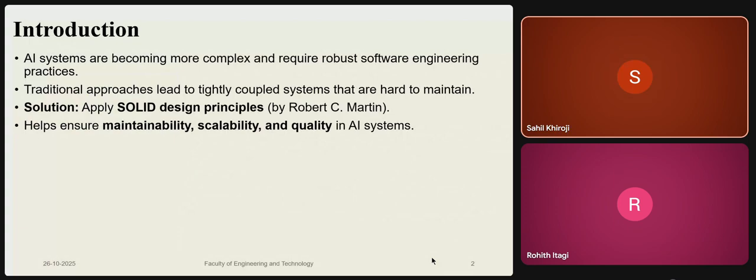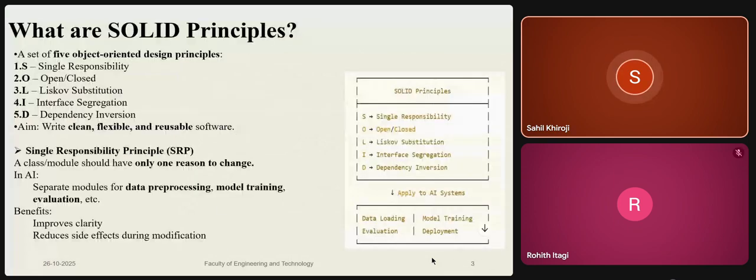In the next slide, what are SOLID principles? SOLID is a group of 5 rules that help developers write clean and organized code. They are S, O, L, I, D. S means Single Responsibility: one class does one job. O means Open-Closed: add new features without changing existing code. L means Liskov Substitution: child classes can replace parent classes without errors. I means Interface Segregation: don't force a class to do things it doesn't need. D means Dependency Inversion: depend on abstract ideas, not specific code. These principles make the code reusable and easier to understand.